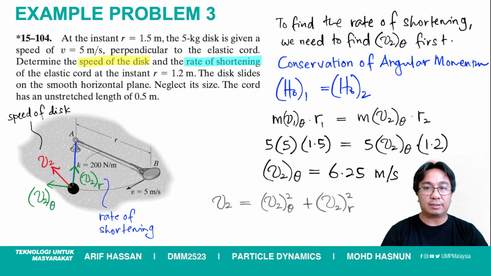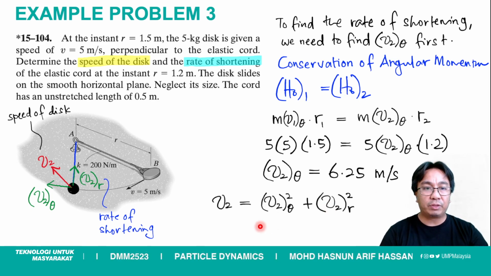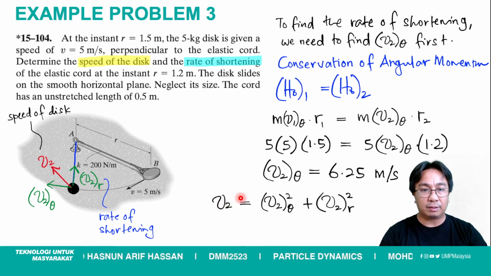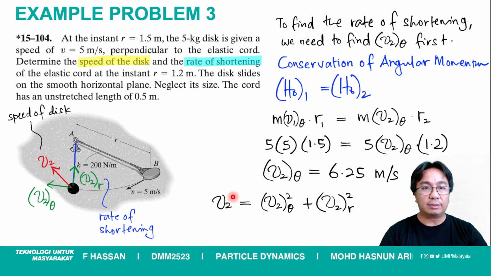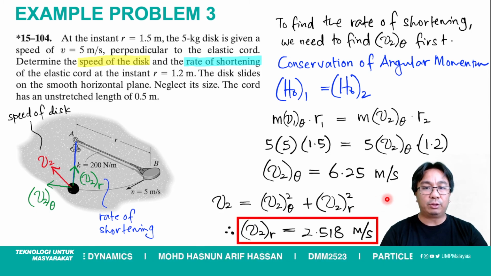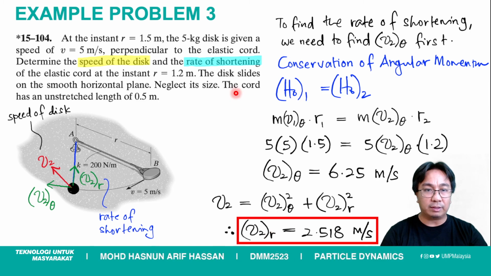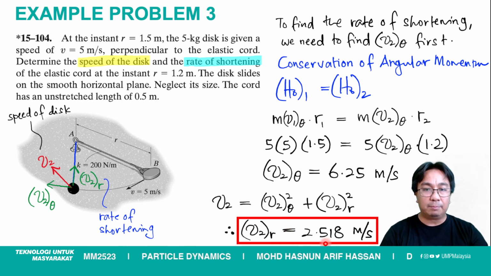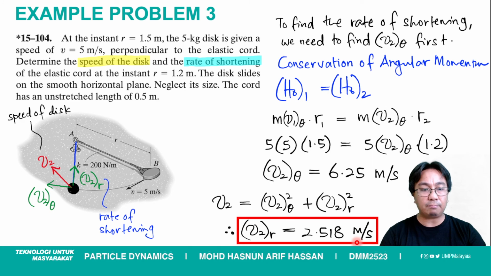What's left is then to calculate v2r, the radial component. We have this equation for v2, this should be v2 squared; this is a typing mistake here. v2 squared is equal to v2 theta squared plus v2r squared, and therefore finally we get v2r, the radial component, or in other words, the rate of shortening of the elastic cord, equal to 2.518 meters per second.